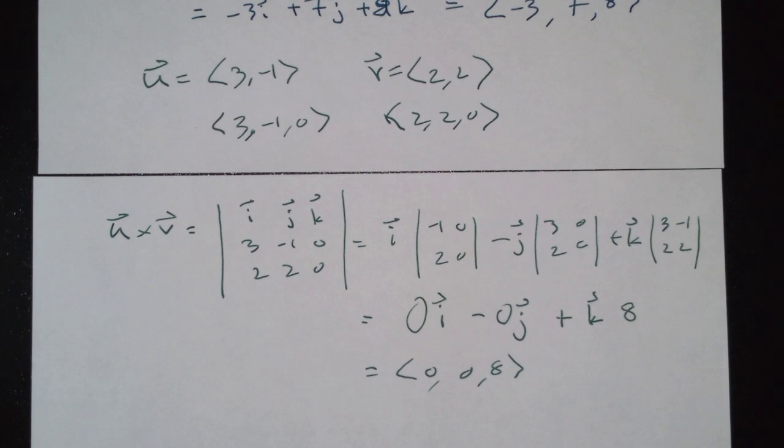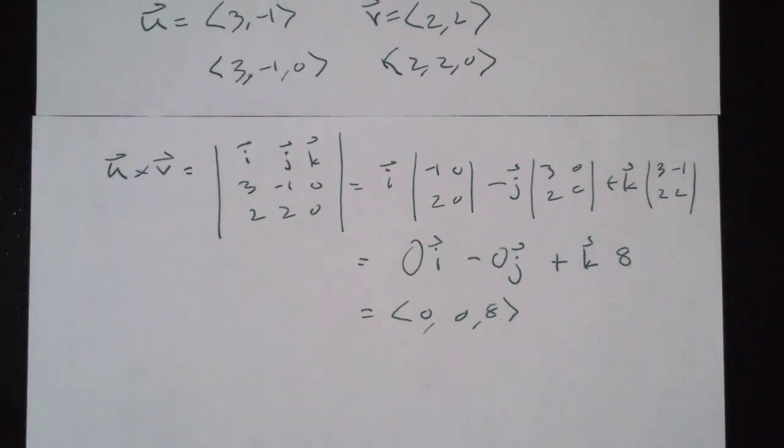u and v are in the xy plane, right? Three, -1. X is positive, y is negative. That points this way. 2, 2. X is positive, y is positive. Points this way. Yet their cross product goes straight up. What happened when you did v cross u?